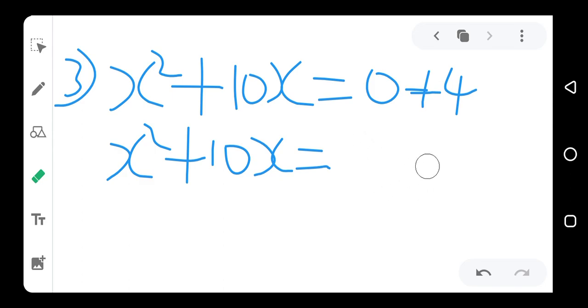0 plus anything is that value. So 0 plus 4 is 4. This is step 4. Now step 5.